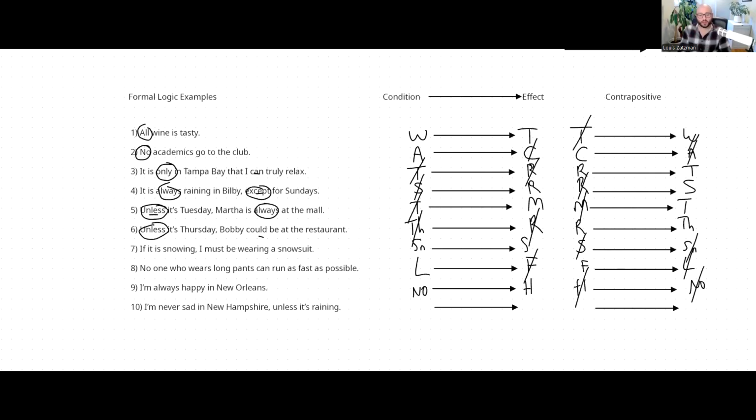And I'm never sad in New Hampshire unless it's raining. In this case, I know when I'm not sad. I know when I'm never sad, in New Hampshire specifically. And that is included in my S. S isn't just sad, S is sad in New Hampshire.